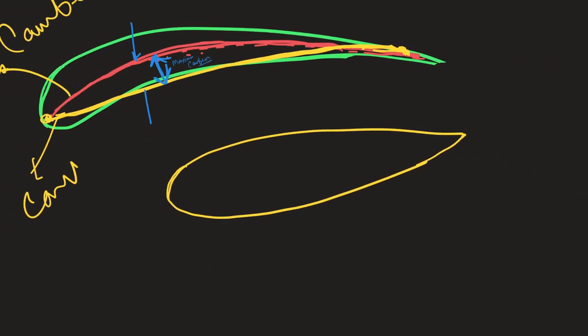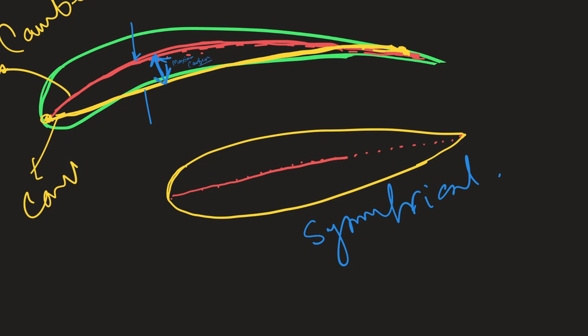Now here comes a question. If the aerofoil is symmetrical, like this is symmetrical, what will happen to the chord line and the camber line? So first draw the camber line. You see, the camber line will be equidistant from the upper surface and the lower surface, equidistant from the upper surface and the lower surface of the wing.